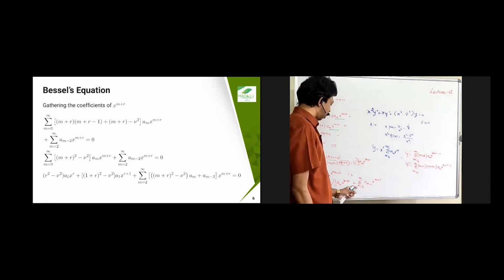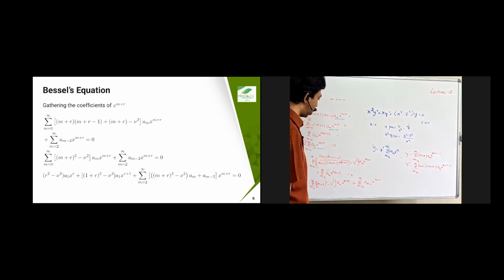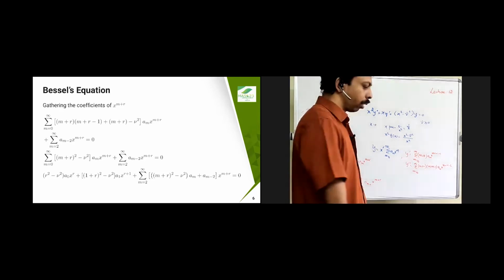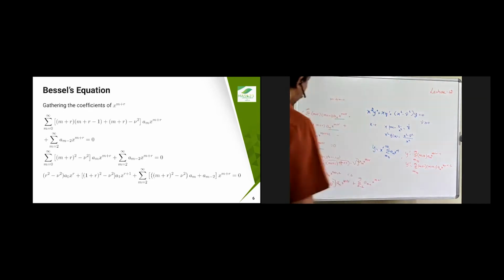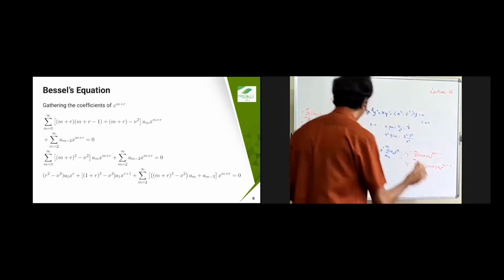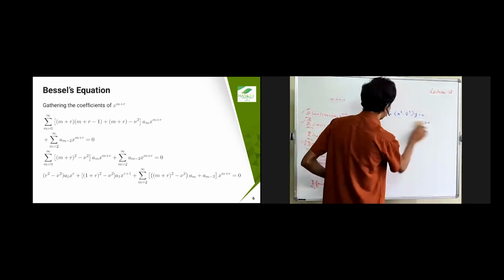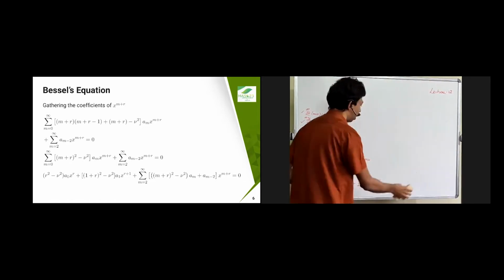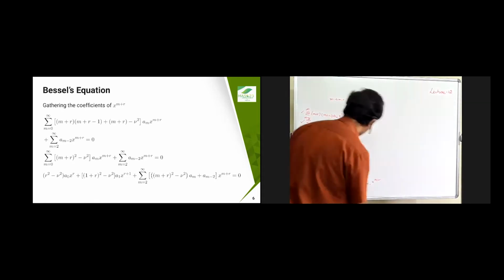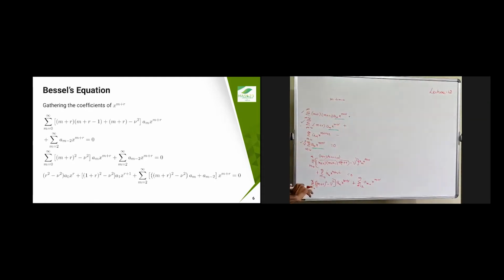That means the first term and second term will not be contributed from here, because it is already starting from m plus r plus 2. So the first term and second term are not going to get contributed from here. So I can write this as two things: the first two terms are not common here, so I am going to write them separately.